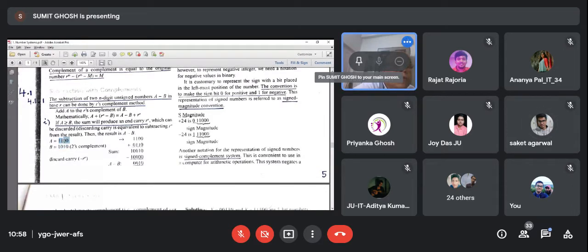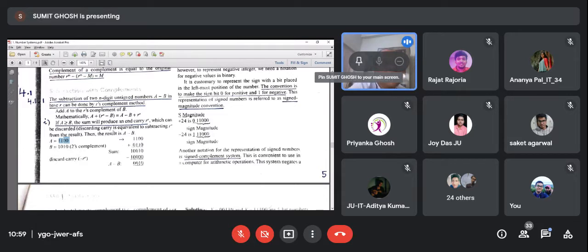I have to subtract 1010 from 1100. That means I have to subtract 10 from 12. Is it not? Yes, sir. So I have to subtract 10 from 12. That means 12 minus 10. What is 12 minus 10? 2. So let us find out whether our answer should get 2.